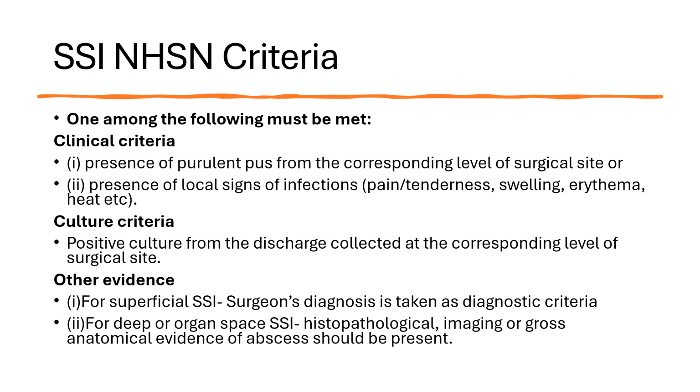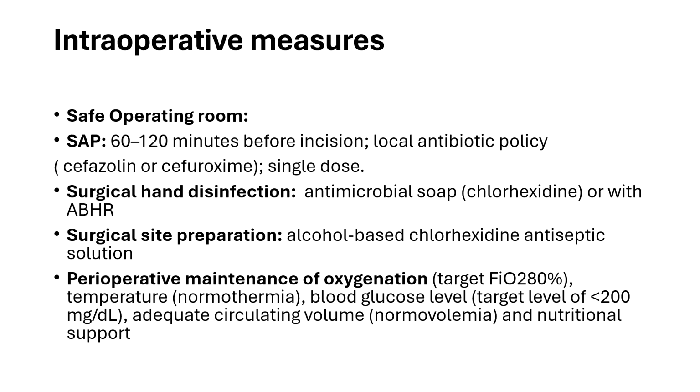Now, what are the NHSN criteria? Here, there is no device, so there will be no device criteria. However, there are clinical criteria. So, what are the clinical criteria? Presence of pus from a surgical site, or pain, tenderness, swelling, erythema. Culture criteria, that is a discharge or pus that has to be sent to the microbiology laboratory to grow the pathogen. And other evidence: superficial SSI is based on the surgeon's diagnosis, and deep and organ space SSI can be confirmed by imaging, gross anatomical evidence or histopathology.